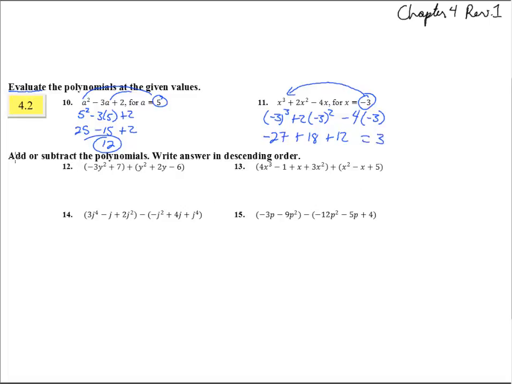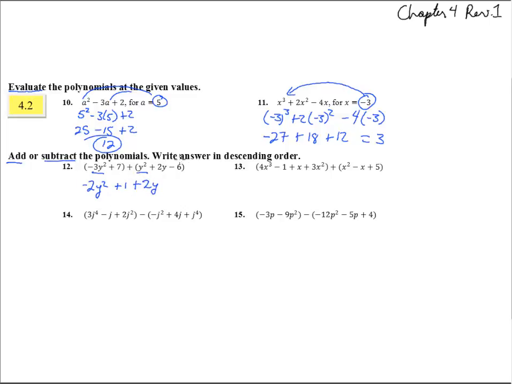Number 12. Here we're going to add or subtract the polynomials. So for adding, we just combine like terms. Here we have a negative 3y squared and a y squared. Put those two together and you get a negative 2y squared. We have a 7 and a negative 6. That gives us a plus 1. And then we haven't done anything with that 2y yet. We can't combine any of these together because none of them are like terms.